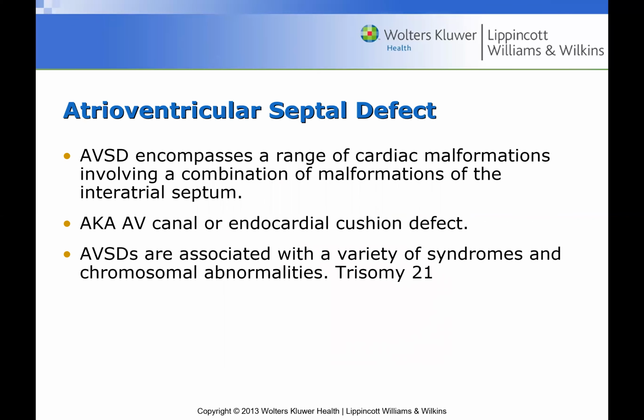Let's see. An atrioventricular septal defect is where, a lot of the time, it can encompass a range of cardiac malformations involving combination malformations. AVSD is most common in trisomy 21. It's also called endocardial cushion defect. And sometimes it's just when there's a huge hole in the heart that's involving both the atrial and the ventricular septum.